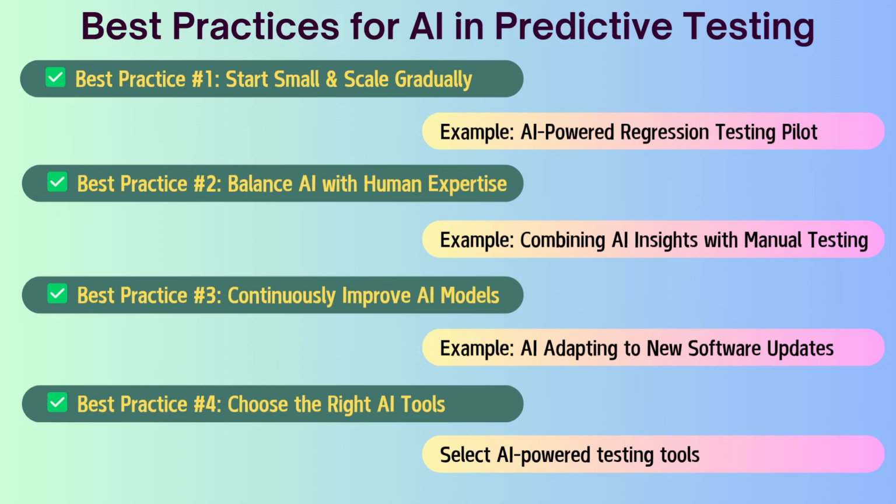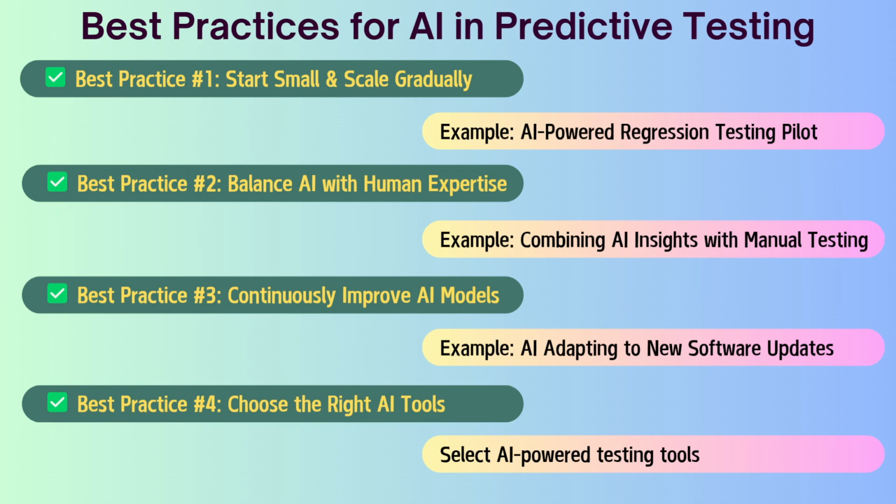So, best practice one: start small and scale gradually. Don't try to automate everything at once. Begin with low risk AI driven test optimization and expand as AI proves its value. For example, an AI powered regression testing pilot. A retail company first used AI to optimize regression test selection, saving 40% test execution time. After success, they expanded AI to defect prediction and flaky test detection.